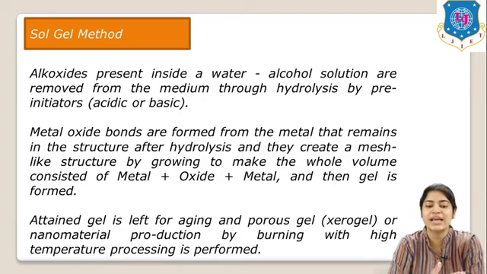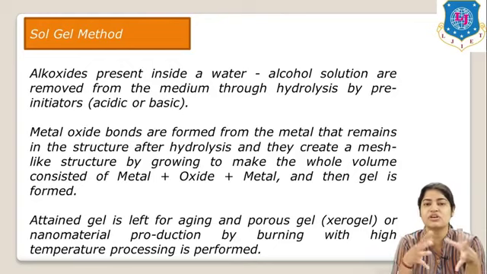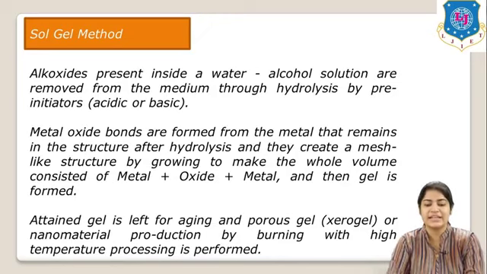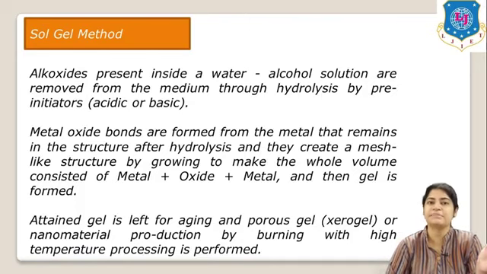Metal oxide bonds are formed from the metal that remains in the structure after hydrolysis, and they create a mesh-like structure, growing to make the whole volume consist of a metal oxide and a metal, and then the gel is formed. So the progress initiates as a mesh-like structure grows, consisting of a metal oxide and a metal. This attained gel is left for aging, and porous gel or nanomaterial production happens by burning with high temperature processing. So the step is: it is left to age and it grows continuously.